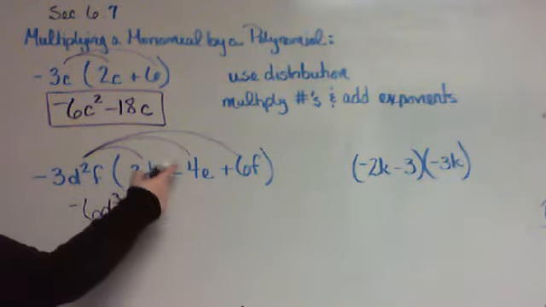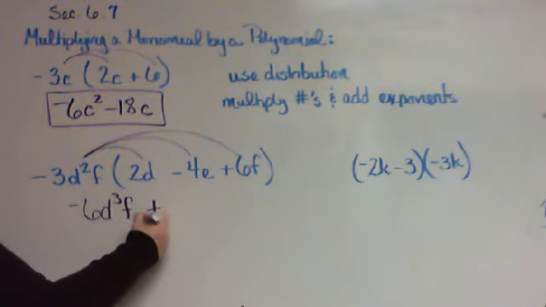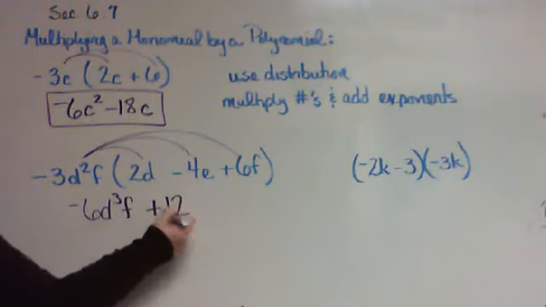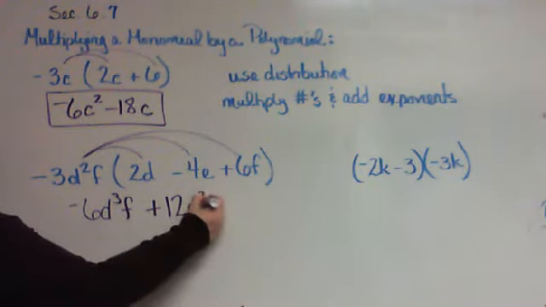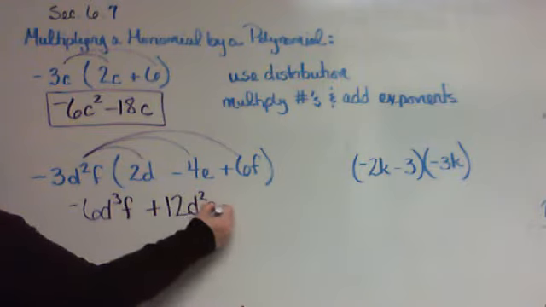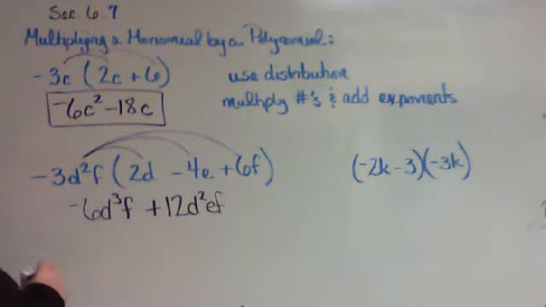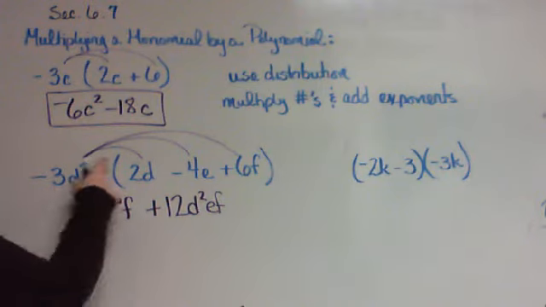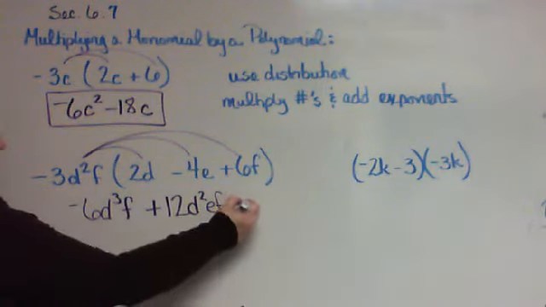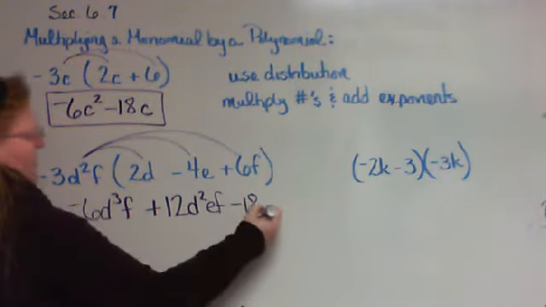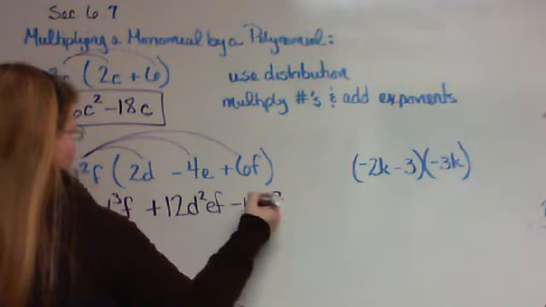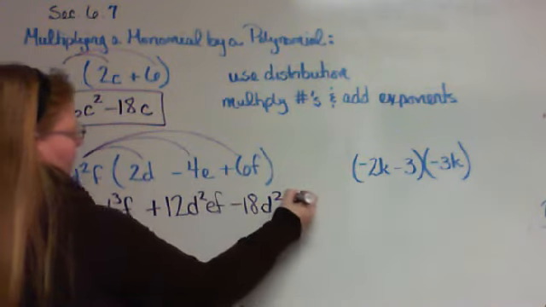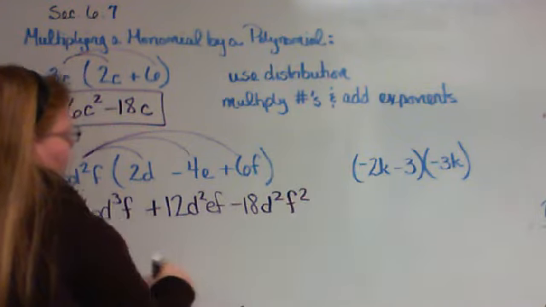Negative 3 times a negative 4 is a positive 12. And then there are 2 D's, 1 E, and 1 F. Then for my next term, a negative 3 times a positive 6 is a negative 18. 2 D's, 1 F here and 1 F there makes 2 F's.